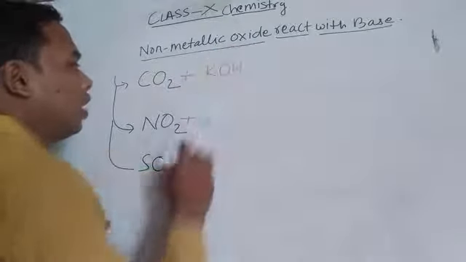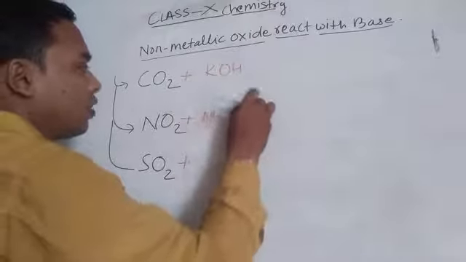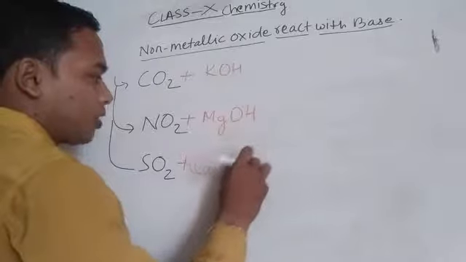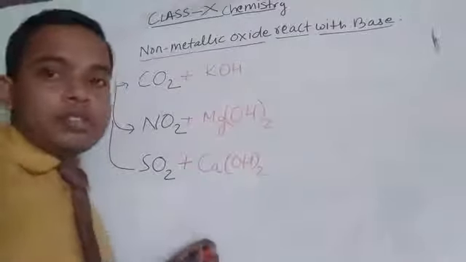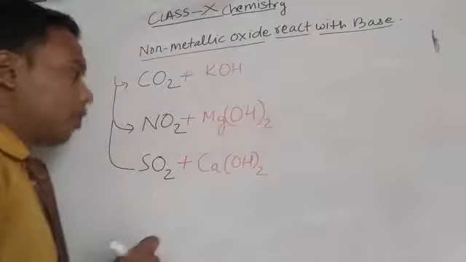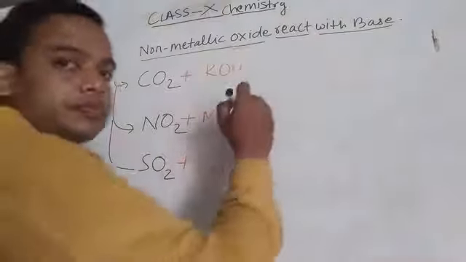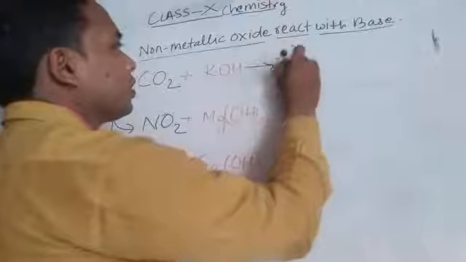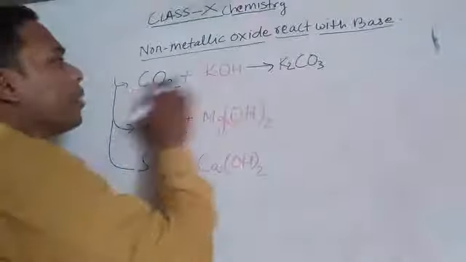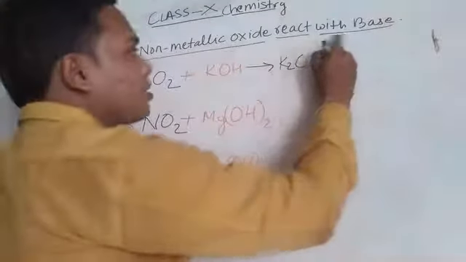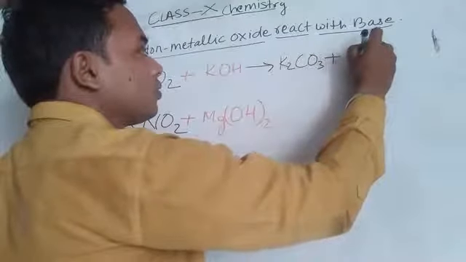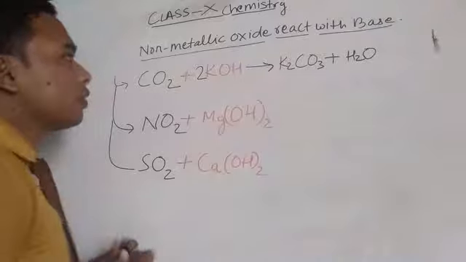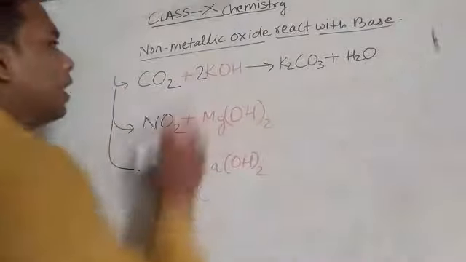Suppose it reacts with KOH, Mg(OH)2, and Ca(OH)2. These reactions happen similarly. When potassium hydroxide reacts with carbon dioxide, it forms K2CO3 plus H2O. To balance it, we should write 2 in front of potassium hydroxide, and again it gets balanced.